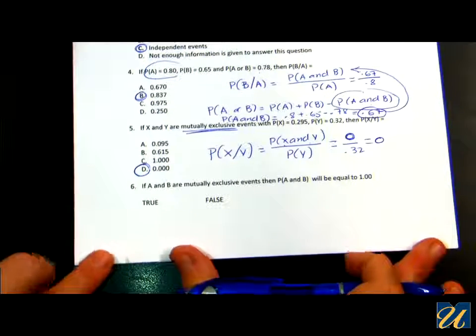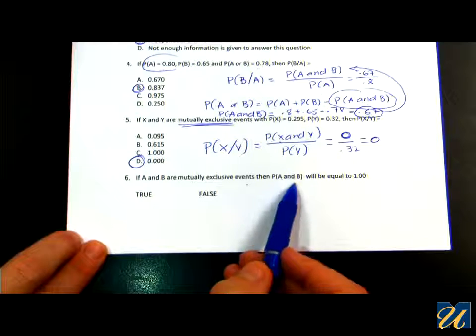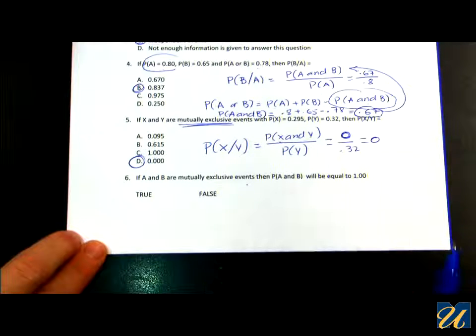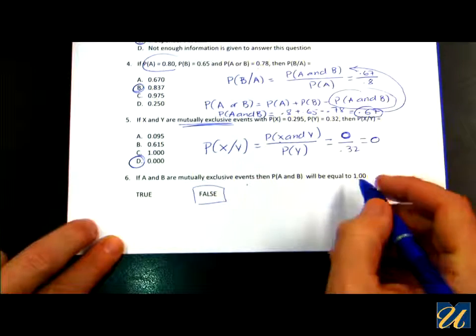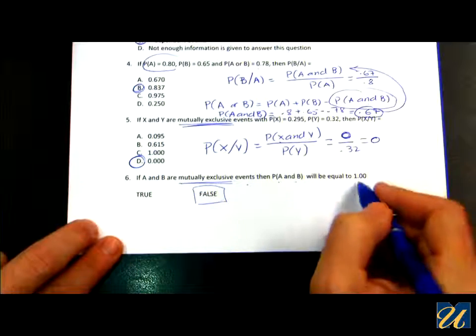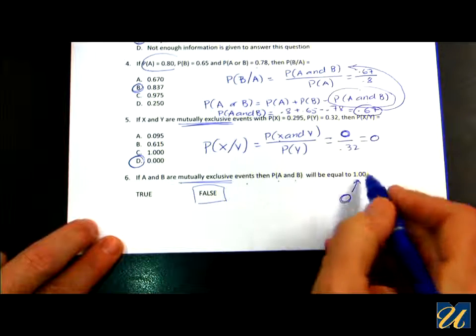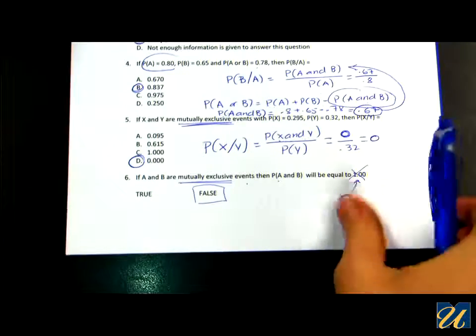If A and B are mutually exclusive events, then probability of A and B will be equal to 1. As we just mentioned before, this is false. The probability of A and B, given the fact that they're mutually exclusive, will be 0, not 1. Let's look at the problems.